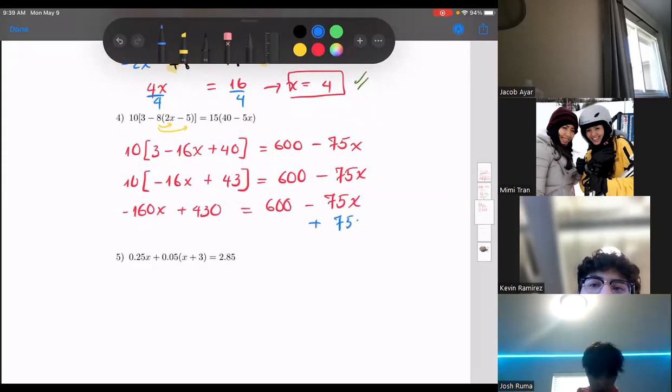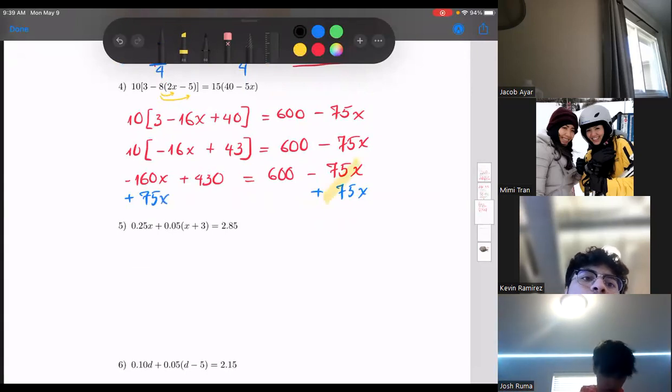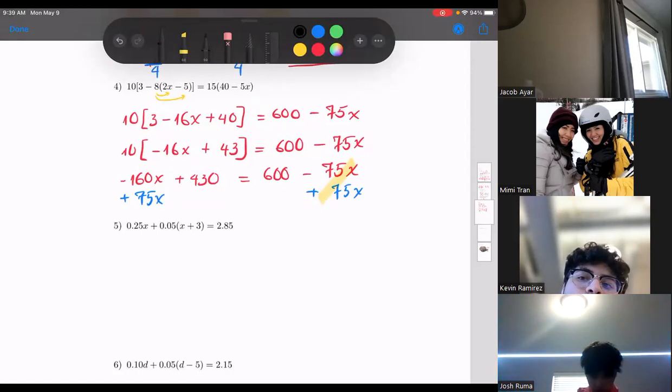So now you know what to do, right? Bring x to one side. So that's gone. And then I'm going to do this constant at the same time because I don't have enough space to write. Subtract 430 from both sides because I want to bring the constant to the right.